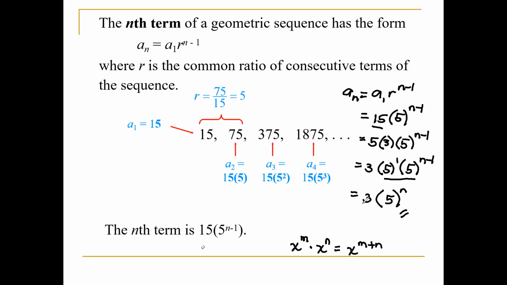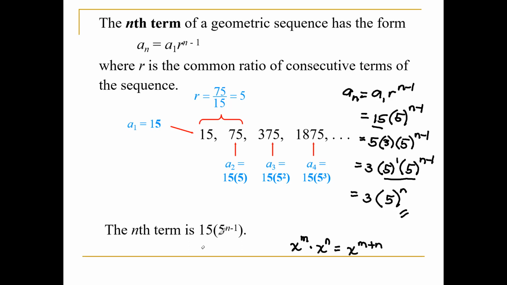Okay, so if you want to double check, of course, you substitute. If n is 1, we'll have 5 raised to 1, which is 5, times 3, it's 15. If n is 2, for the second term, 5 squared is 25 times 3, the answer is 75. 5 cubed is 125 times 3, the answer is 375.